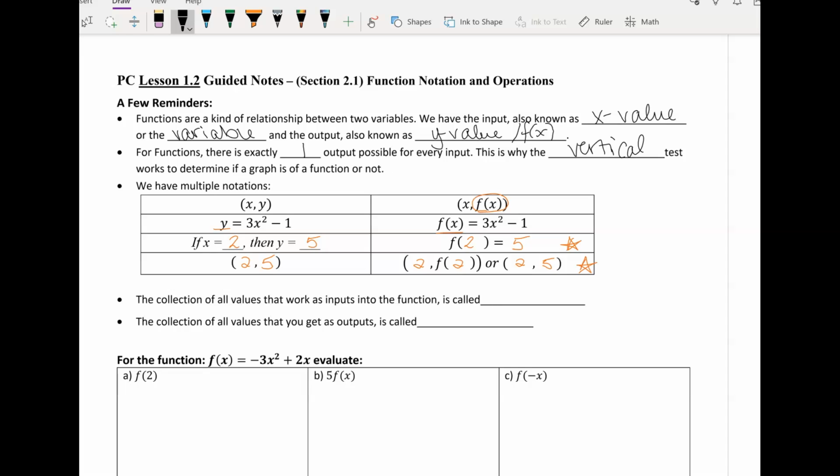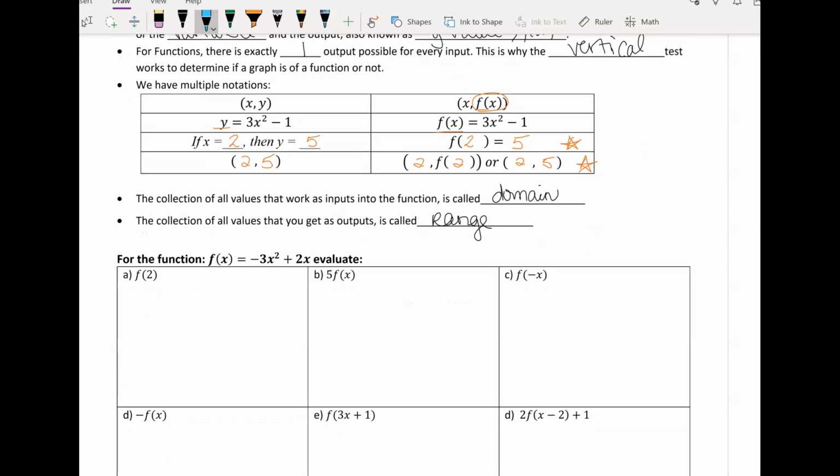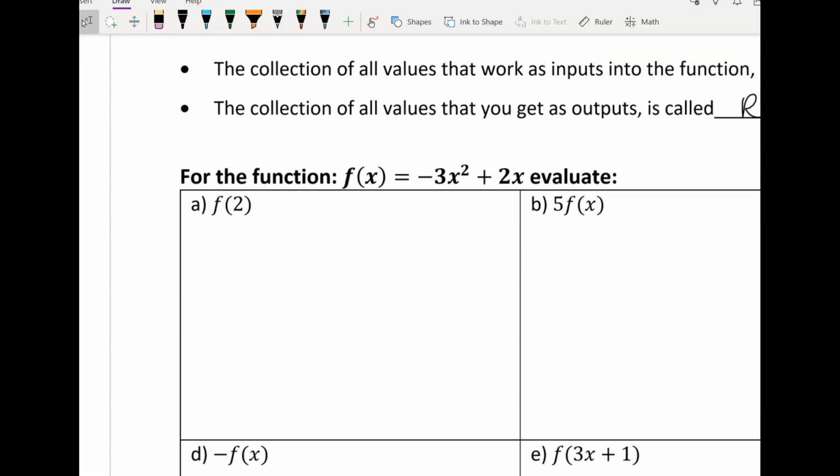So the collection of all values that work as inputs is called the domain. Those are our x values. Our inputs are the domain. The outputs are called the range values. Okay, so what we're going to do is play around a little bit with this given function. f of x equals negative 3x squared plus 2x.